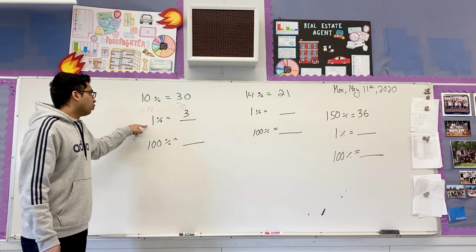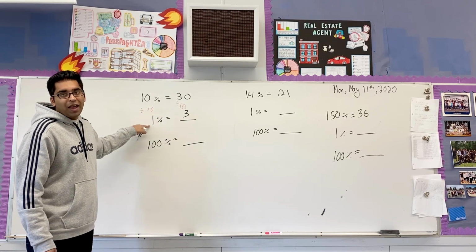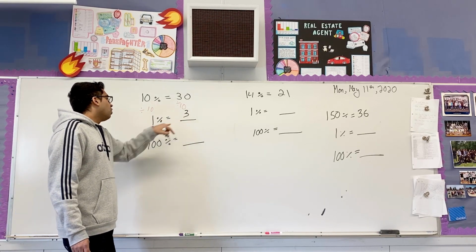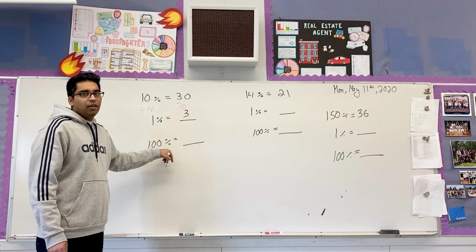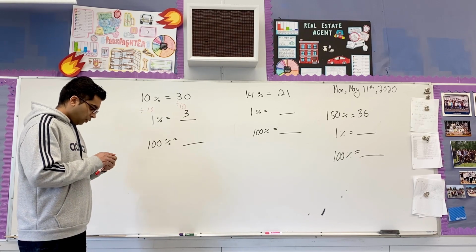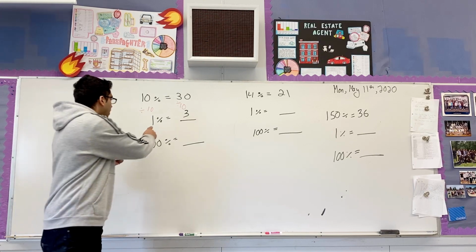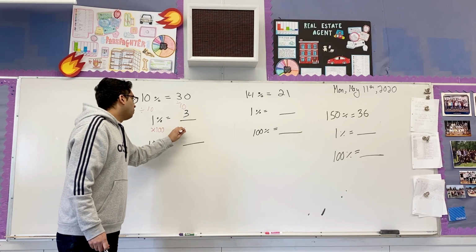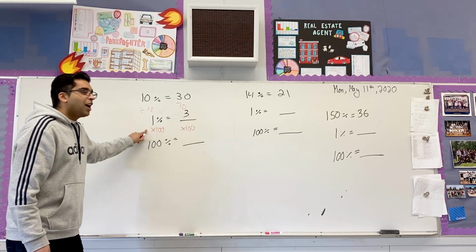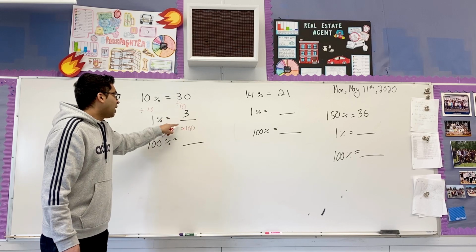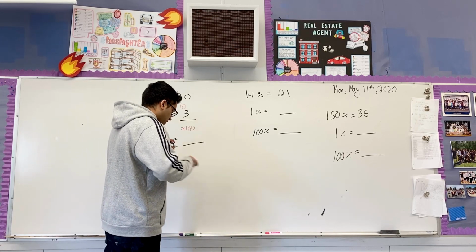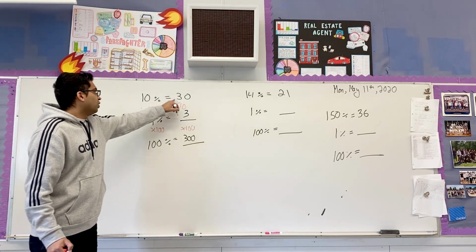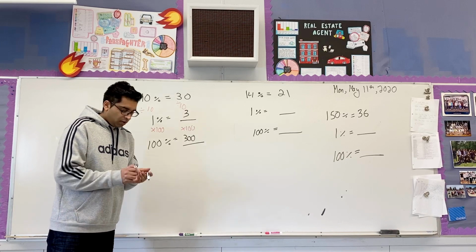Now that we know 1%, we can easily find 100%. If 1% is 3, what do you think 100% is going to be? We very simply multiply by 100, which means we multiply this by 100 as well. 1 times 100 is 100. 3 times 100 is 300. So if 10% of something is 30, 100% of it will be 300.